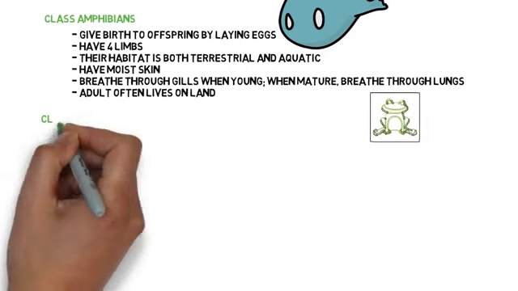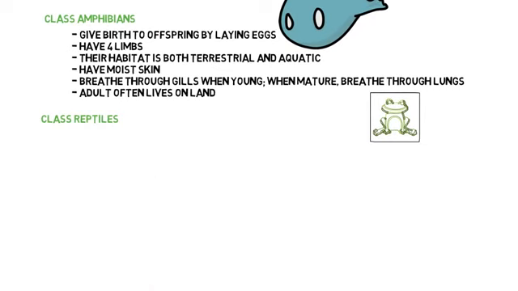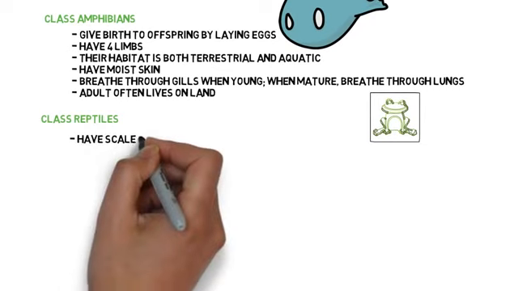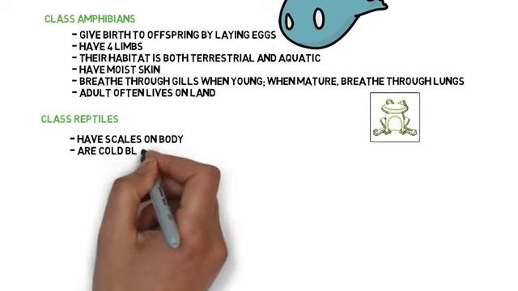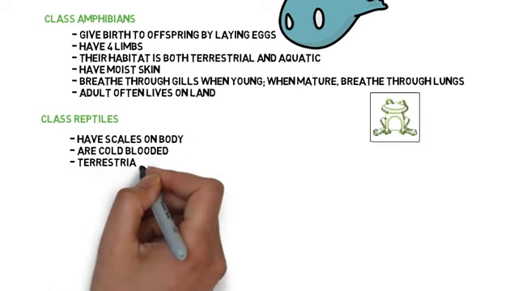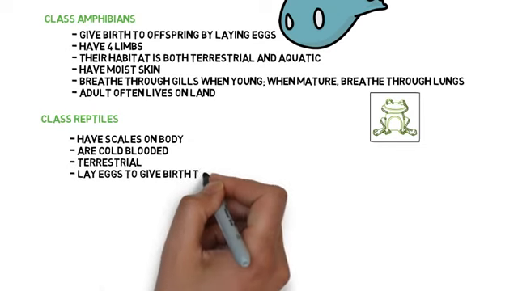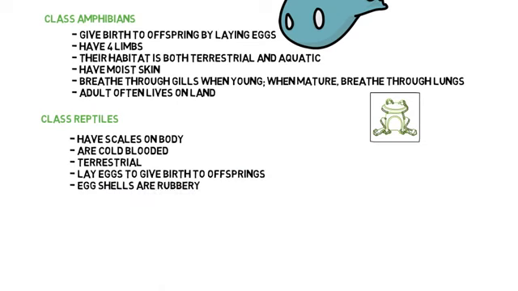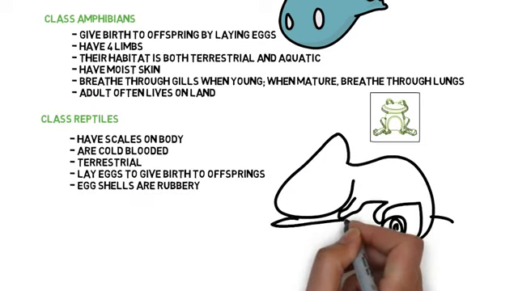Class Reptile. They have scales on their body. They are cold-blooded. They are terrestrial. They lay eggs to give birth to their offspring, and their eggshells are rubbery. Examples of reptiles are lizard and snake.